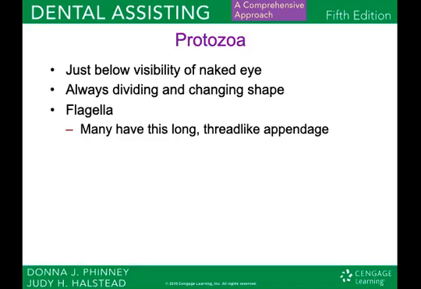Protozoa are just below the visibility of a naked eye. They are often called amoebas, and these microorganisms are 100 microns in size. The amoeba protozoa reproduce by binary fission and can be found in fluids in the bloodstream, mouth, intestinal tract, and survive in polluted water in pools and ponds. Many of them have flagella that whip around and cause additional movement, which is how they get around.